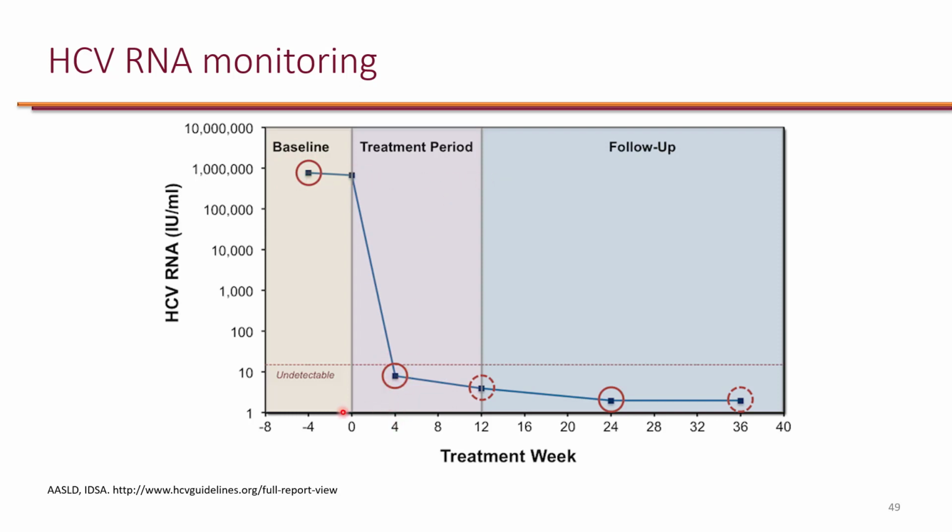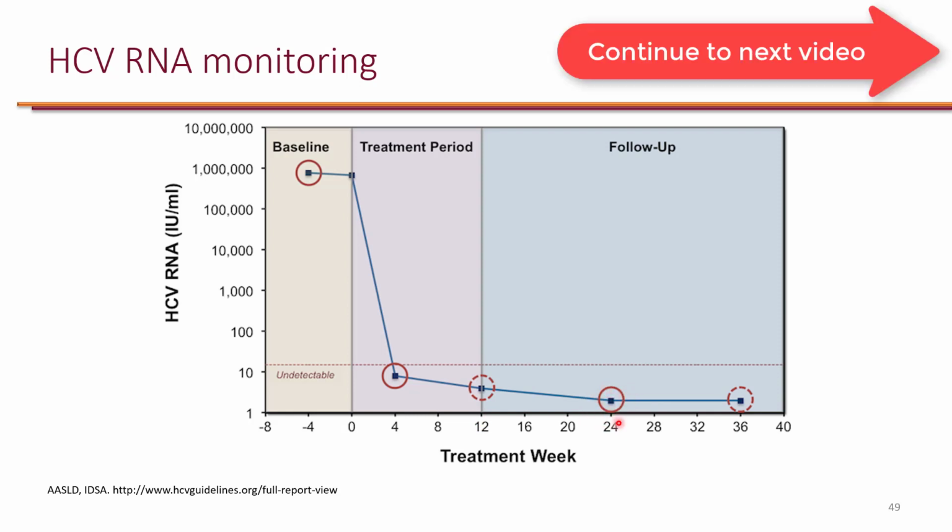And then let's say the duration of therapy was 12 weeks. At the end of treatment, we don't really need to get the viral load. In clinical trials, they did get viral loads at the end of therapy, but in clinical practice, we don't. Instead, we wait 12 weeks after the end of therapy. So 12 weeks after week 12, which was the end of therapy, would be week 24. And that's when we actually get the viral load. And if that's undetectable, that actually determines clinical cure.